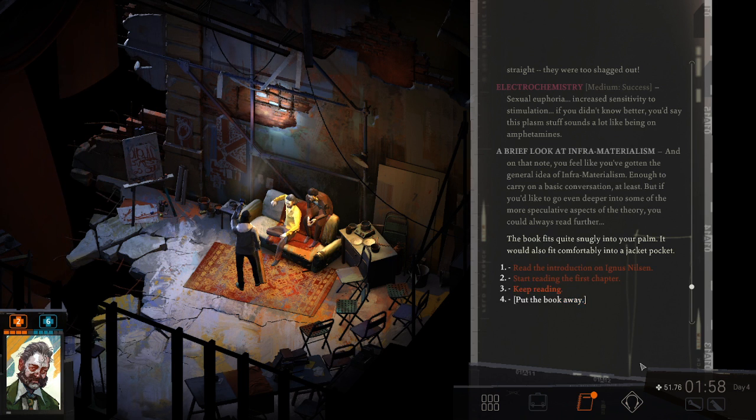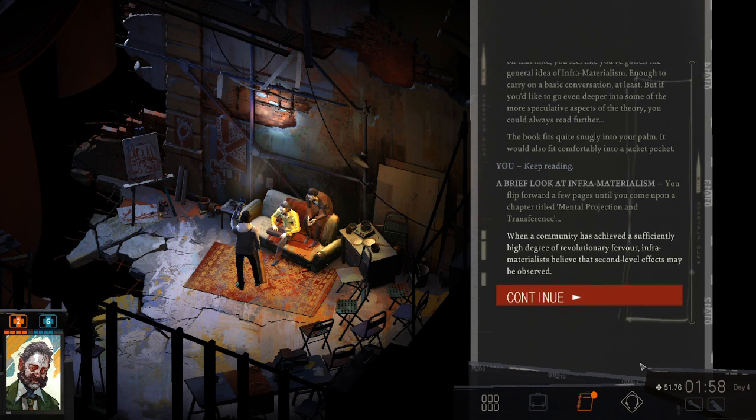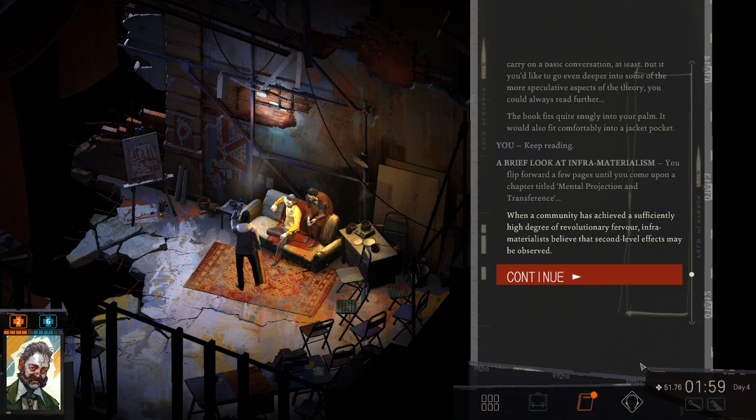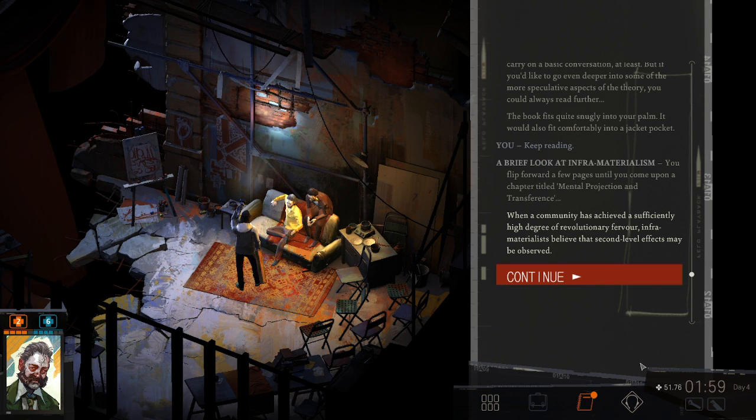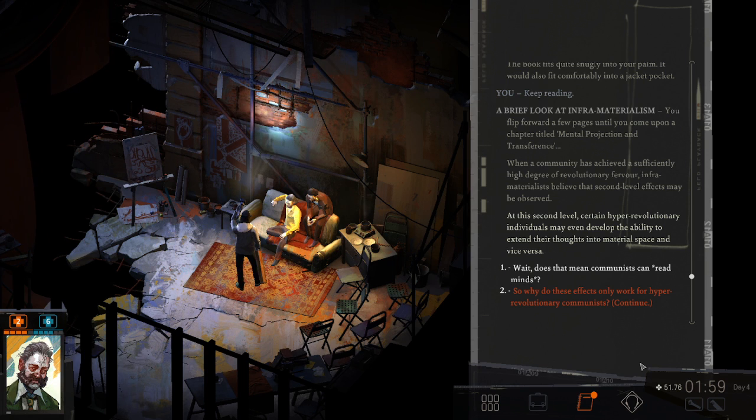Okay. Let's keep reading. You flip forward a few pages until you come upon a chapter titled Mental Projection and Transference. When a community has achieved a sufficiently high degree of revolutionary fervor, infra-materialists believe that the second level effects may be observed. At the second level, certain hyper-revolutionary individuals may even develop the ability to extend their thoughts through material space and vice versa.